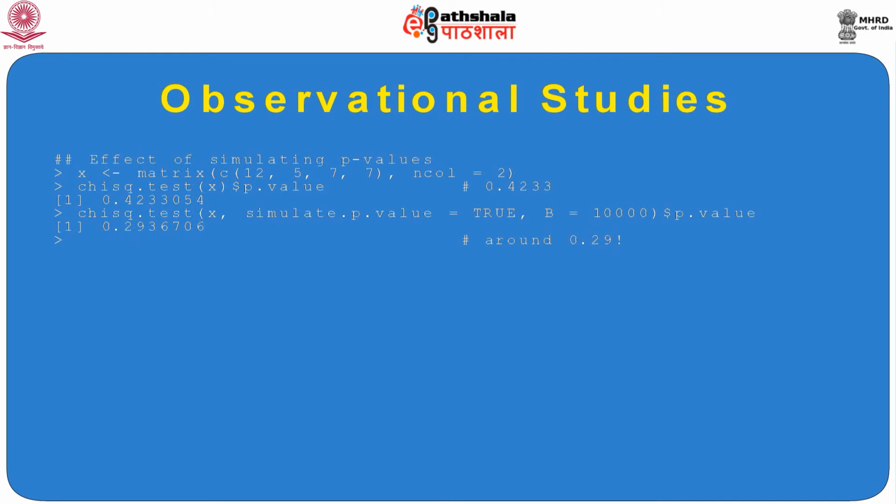Simulations can be done as chi-square.test with x comma simulate.p.value equals TRUE. By default it will not take this, so we have to assign TRUE, comma B equals 10,000. It will give us the p-value as 0.2936706. Initially our p-value was 0.42, but after doing the simulations, the p-value changed from 0.42 to 0.29.